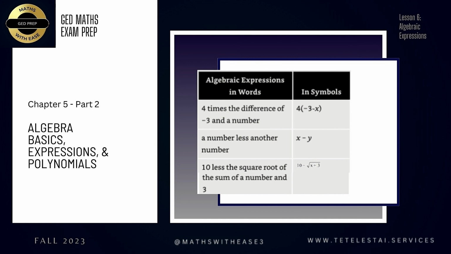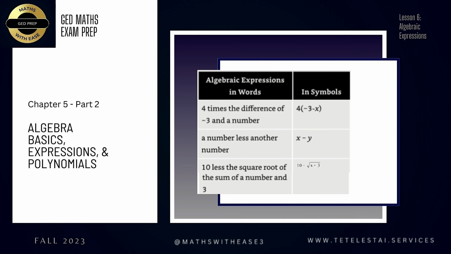So here, 10 is the first number mentioned. Less, indicating subtraction, is the first operation mentioned. So we know that we are subtracting 10 from the square root of the sum of a number and 3. What is the number? We don't know, but we can represent it symbolically as x.